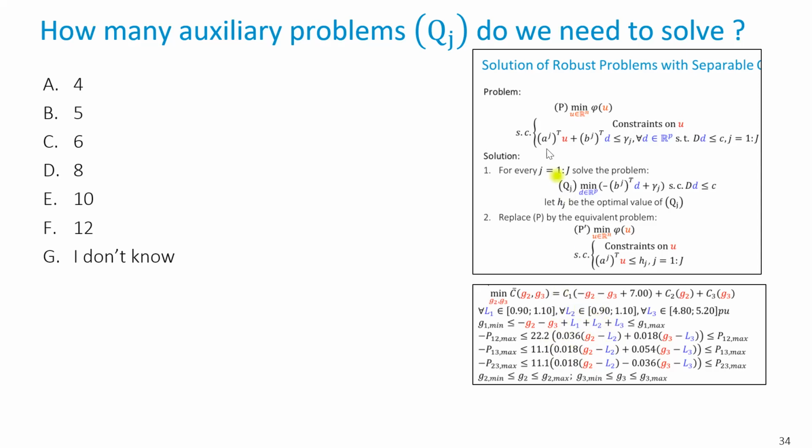To do this, we've seen that one way is to solve one auxiliary optimization problem for each of the constraints where there is a quantifier. In this example, how many supplementary or auxiliary problems will I have to solve?